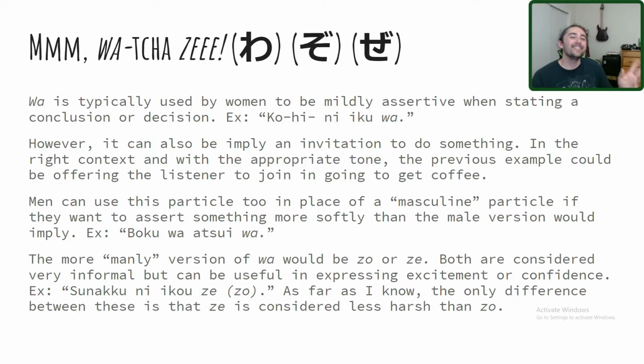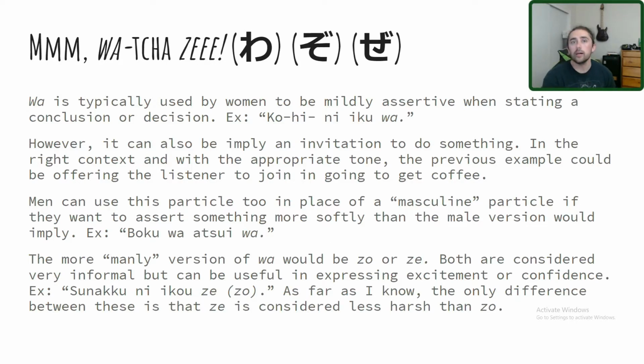So wa is generally used by women to be mildly assertive, right? When they want to be kind of assertive, but not as assertive as sa, they'll use wa, right? When they are stating a conclusion. They're like, kohi ni ikuwa, kohi ni ikuwa, right? I'm gonna go get coffee. Kohi ni ikuwa. So they're saying like, hey, I've decided I'm gonna go get coffee.